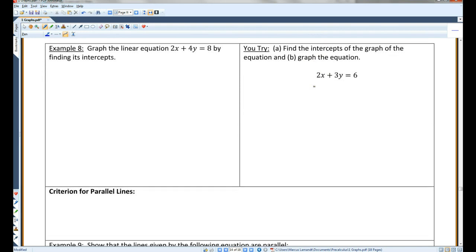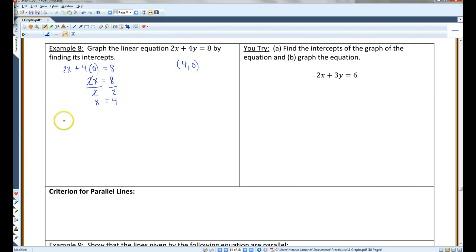Alright, graph the linear equation 2x plus 4y equals 8 by finding its intercepts. So let's find its x-intercept first. So I've got 2x plus 4 times 0. I'm going to plug in 0 for y. So now I'm left with 2x equals 8. Divide both sides by 2. X equals 4. So the first intercept, the x-intercept, is 4, 0.